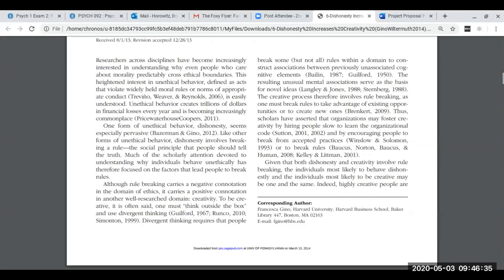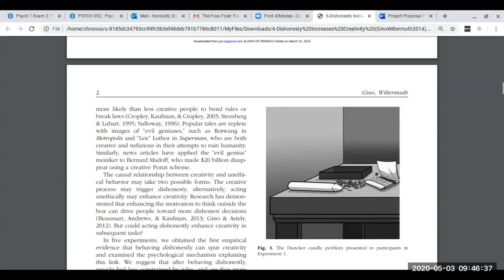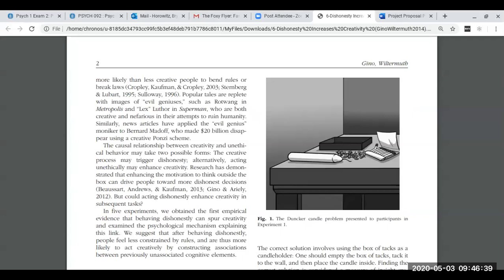Indeed, highly creative people are more likely than less creative people to bend rules or break laws. So here we already have sort of an established hypothesis. Those that are more dishonest are going to tend to be more creative, or maybe vice versa, right? Those that are more creative may be the ones that tend to be more dishonest. Let's keep that in the back of our brain.